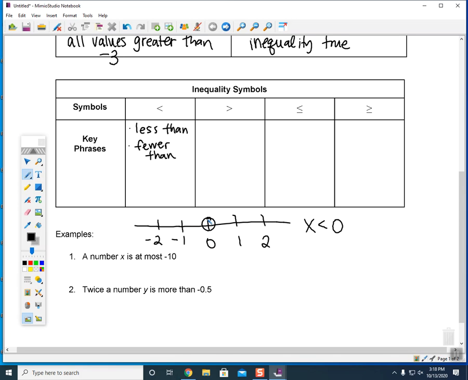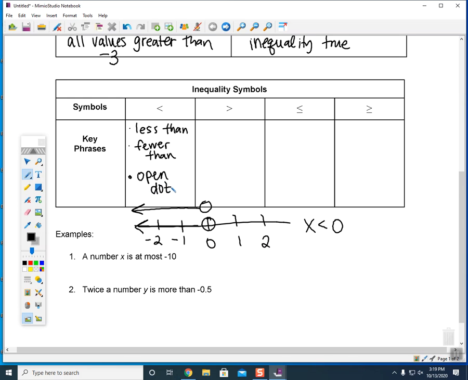You can either do it on the number itself or directly above it on the number line. x is less than 0, which means my numbers are getting smaller and my arrow has to point to the left. Okay, so when I look at less than or fewer than, when I graph this, I'm going to graph it with an open dot.